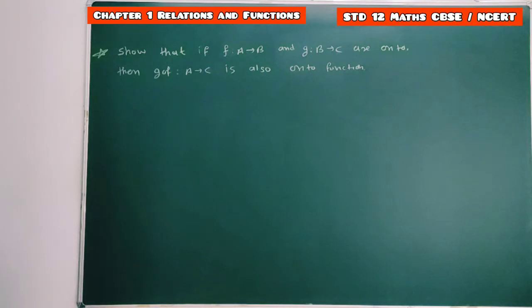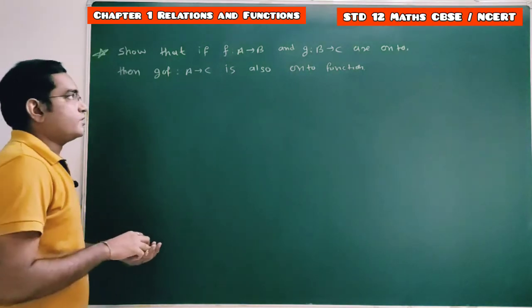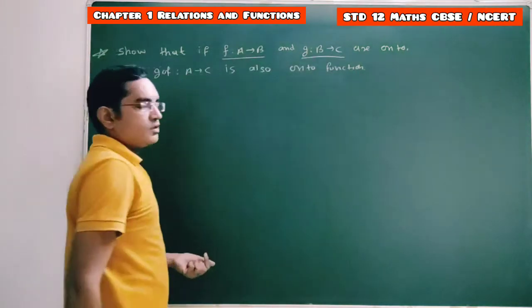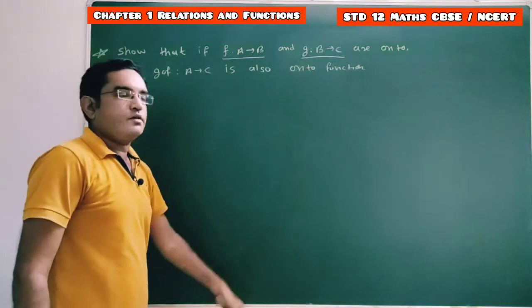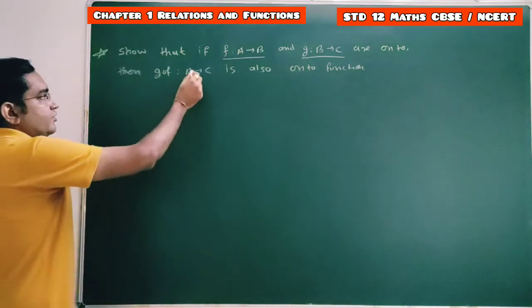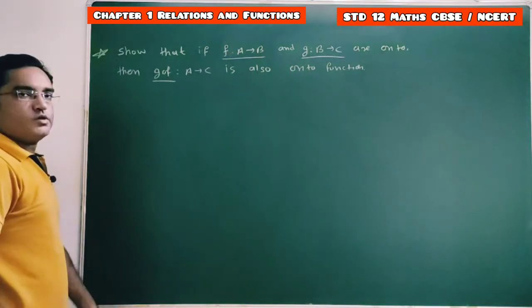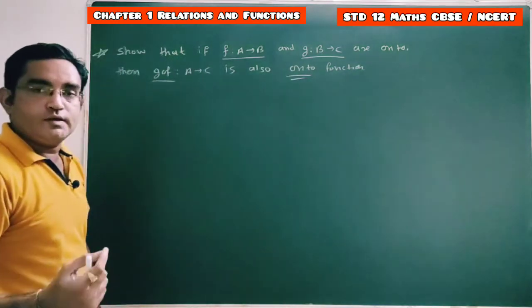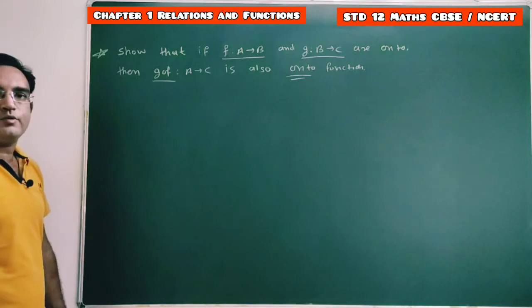Okay students, now result number 2. Here we are given that two functions, function f from A to B and function g from B to C, are onto functions. If these two functions are onto, then the composite of these two functions, that is gof from A to C, is also an onto function. So if two functions are onto, their composite function is also onto, and that we have to prove.